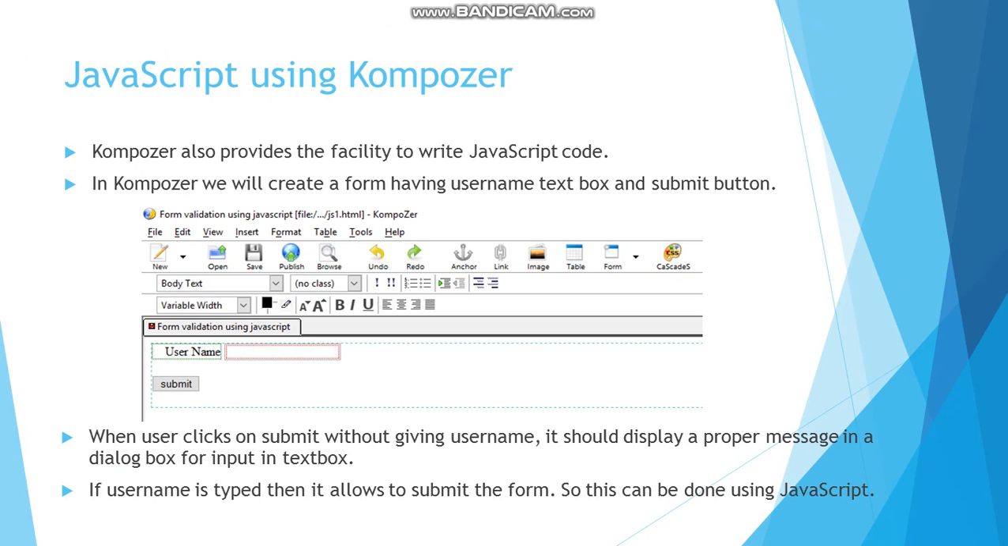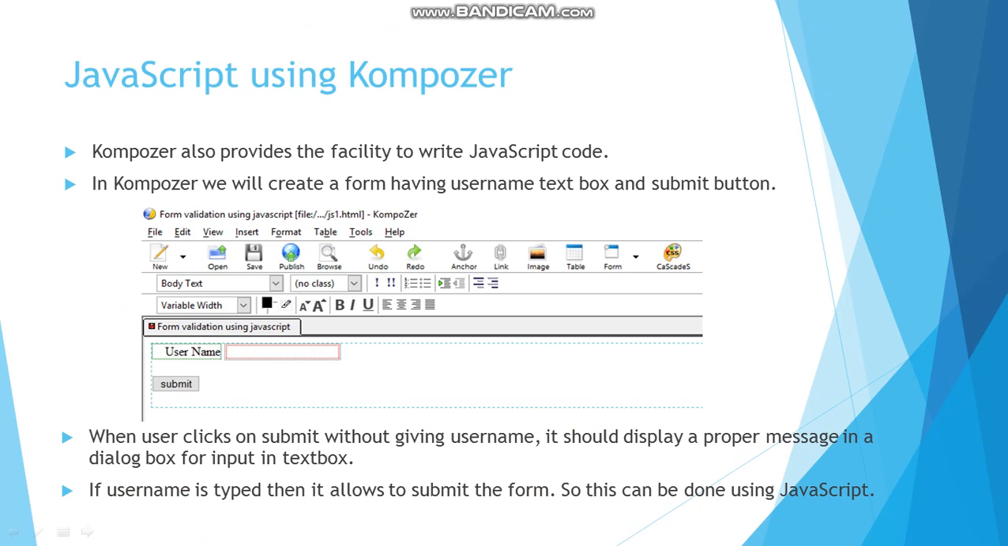Now we will see ahead. JavaScript using Composer. Composer also provides the facility to write JavaScript code. In Composer, we will create a form having a username text box and a submit button. As you can see here in the picture, username is written, that is the label. In front of the username label, a text box is there and a submit button is given. So whenever we open this web page, it will display these three objects on screen.